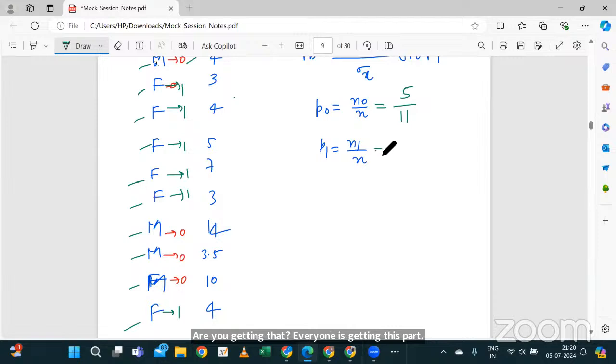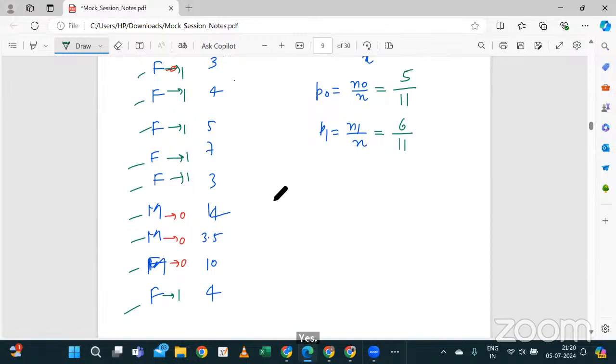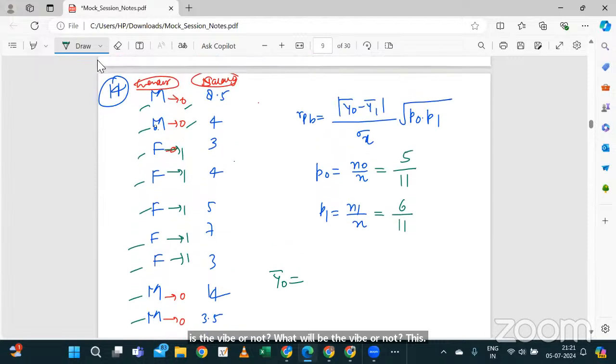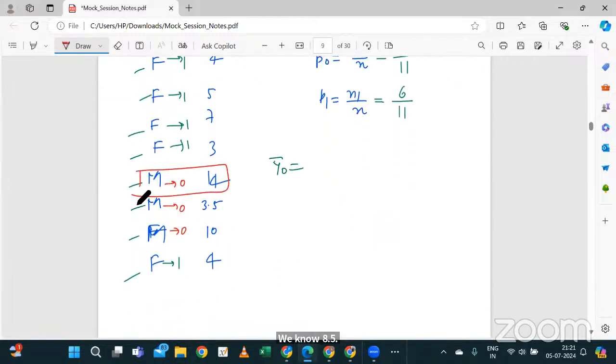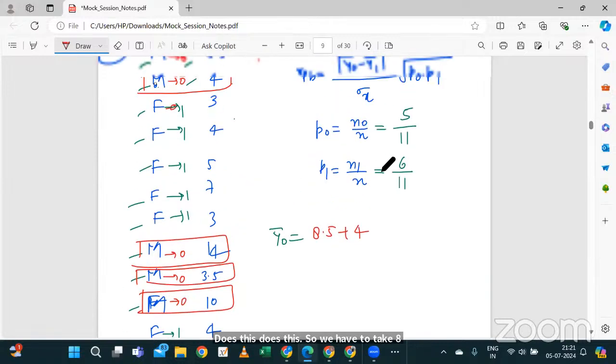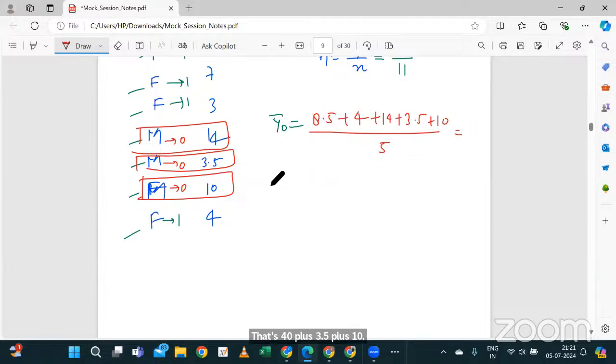What is P1? P1 is the proportion of observations coded with 1. Out of 11, the remaining 6, so 6 by 11. I'm not going to do the calculation; I will just explain what Y bar naught is. Y bar naught means the mean of the observations coded with 0. So we take 8.5 plus 4 plus 14 plus 3.5 plus 10 divided by 5, whatever the value will be.